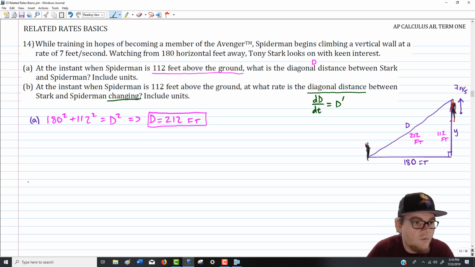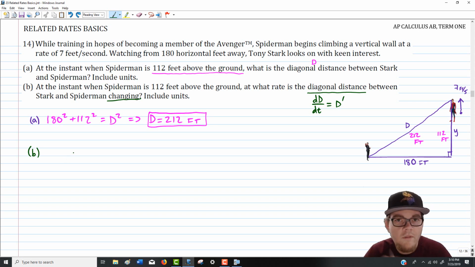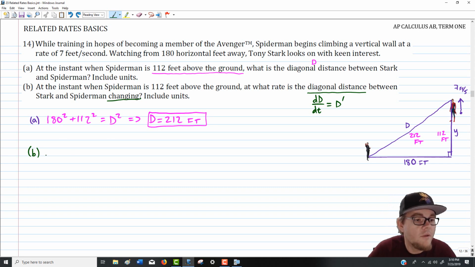In order to get there, we need to relate everything in part B so that we can eventually take the derivative. So in here, I'm going to start with the Pythagorean relationship. We're talking about how fast one of the lengths of the sides of the triangle is changing, so we need to find some relationship that involves the lengths. Since we already know two lengths, as well as how fast one is changing, we might as well start with the Pythagorean theorem.